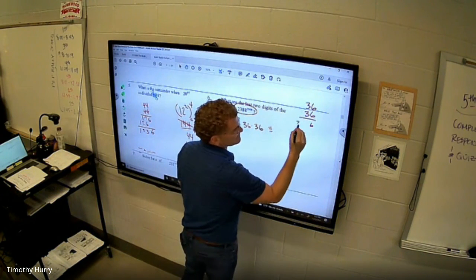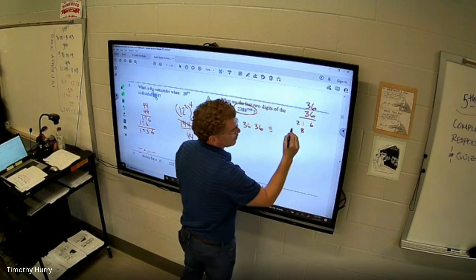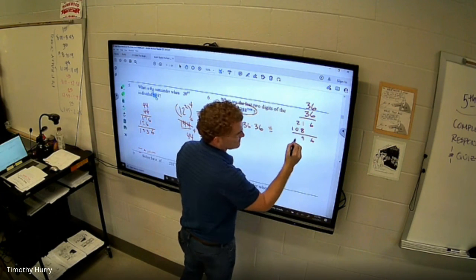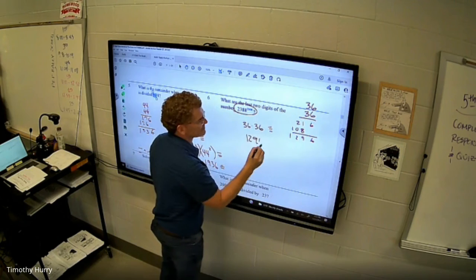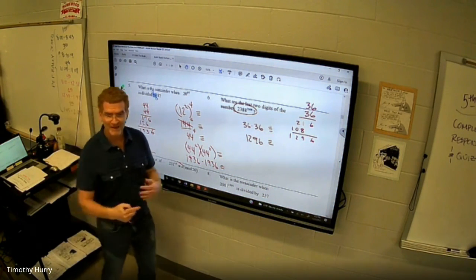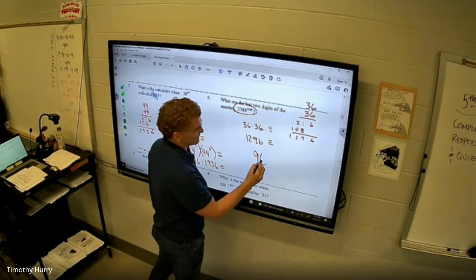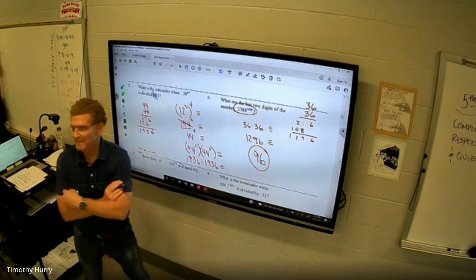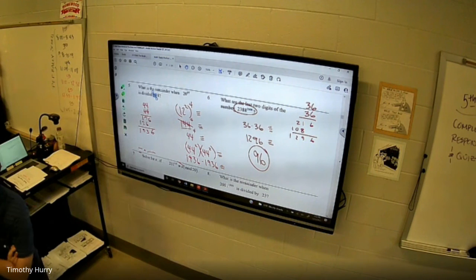So 36 times 36 is 1296, and it's a new base. What can you do? Divide by 100 and keep the remainder. Now, that's not super easy.